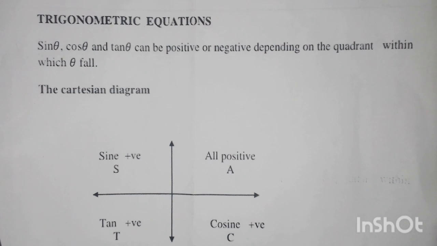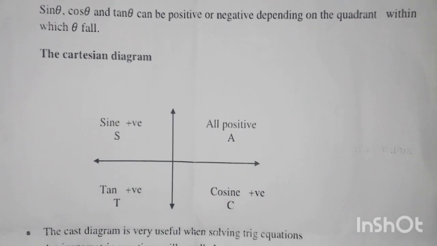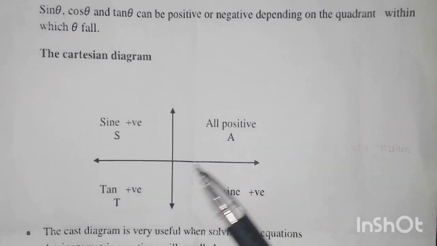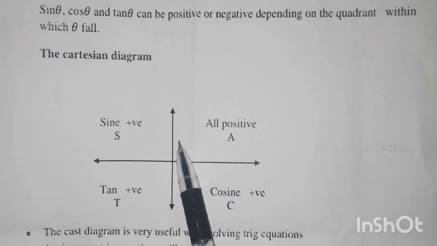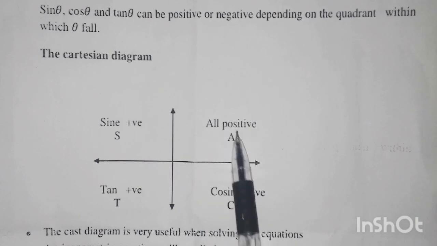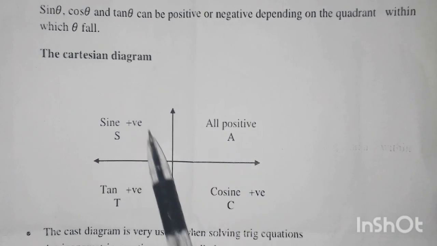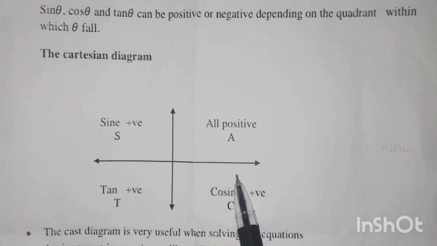So what are we talking about when we say quadrants? The quadrants are determined on a Cartesian diagram, the x-y plane. On this Cartesian diagram, this one is known as the first quadrant. Then this will be the second quadrant, third quadrant, and fourth quadrant.